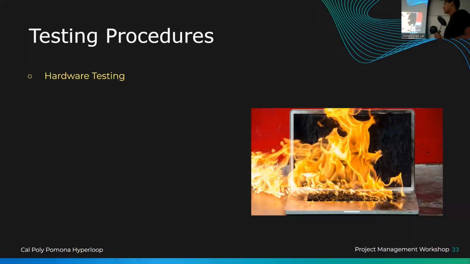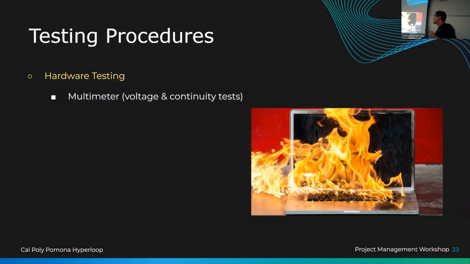So hardware testing wise, if you're working on a hardware like a robot or a PCB, you can use a multimeter to do voltage and continuity tests. Continuity tests are the most useful thing on the planet because they tell you if electricity can pass through a wire. If you use a multimeter, set it to continuity mode, and put the two ends of the measuring sticks across a wire, it should beep. And that beeping indicates that electricity will pass.